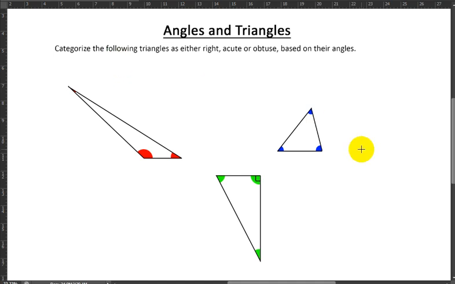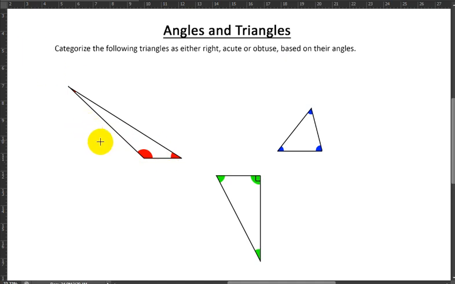This exercise says, categorize the following triangles as either right, obtuse, or acute based on their angles. So just to remind you, a right triangle has exactly one right angle. An acute triangle has all of its angles being acute, and an obtuse triangle has one obtuse angle and the other two being acute. So let's start from here.